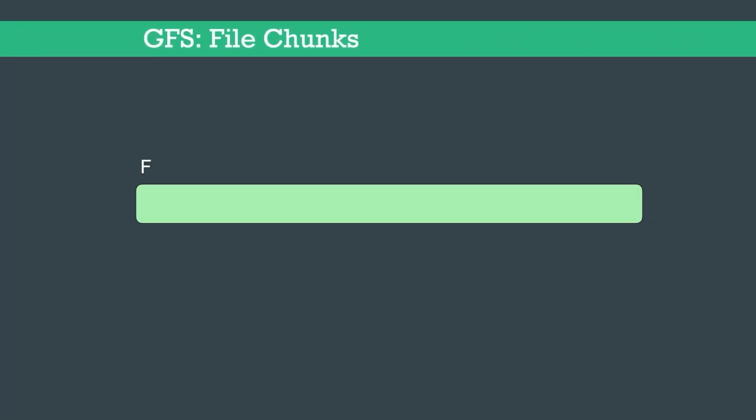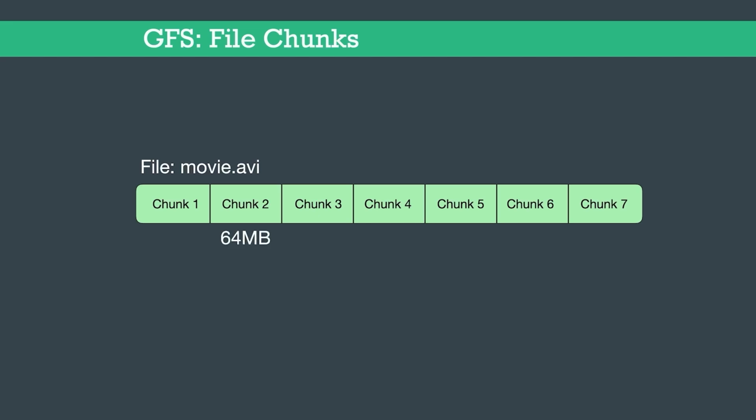Now let's see how GFS organizes files in chunks. Files are divided into fixed-size chunks. Google has chosen 64 megabytes, and we'll see why soon. Each chunk has a 64-bit immutable and globally unique ID. These IDs are called chunk handles, and the master assigns them when the chunk is created.